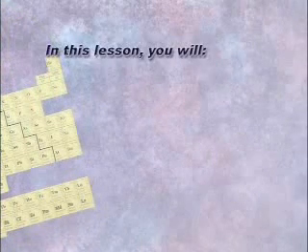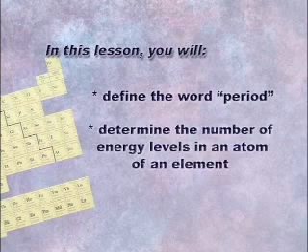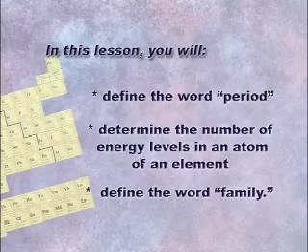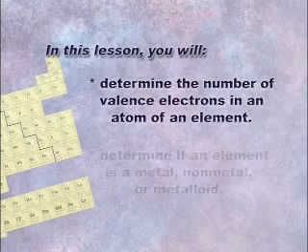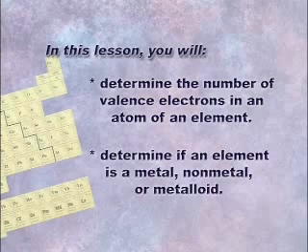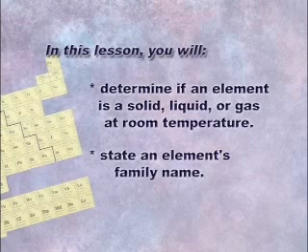In this lesson, you will use the periodic table to define the word period, determine the number of energy levels in an atom of an element, define the word family, determine the number of valence electrons in an atom of an element, determine if an element is a metal, non-metal, or metalloid, determine if an element is a solid, liquid, or gas at room temperature, and state an element's family name.